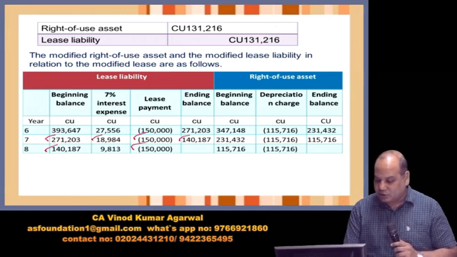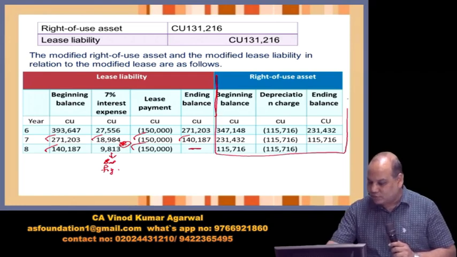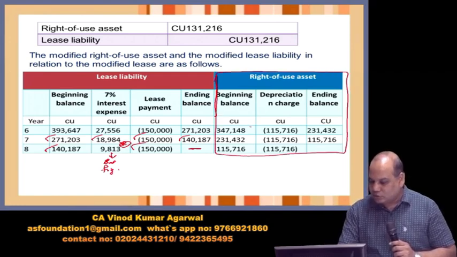In the last year, what you will do? You can make this interest a balancing figure. If it is not tallying, make it equal to 1,50,000 and close that account. Asset account is very easy, assuming straight line method. Now your revised asset balance, this will be a revised asset balance.